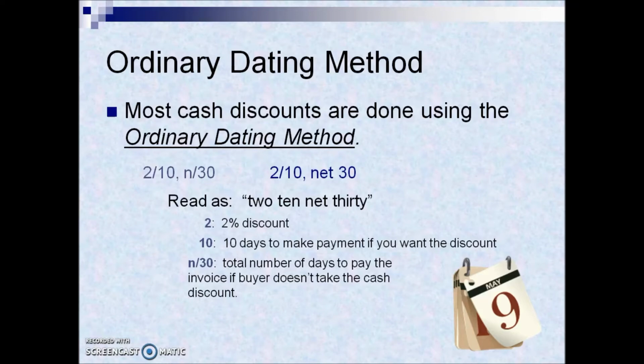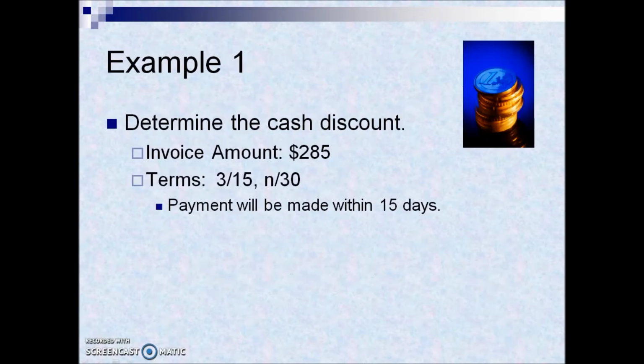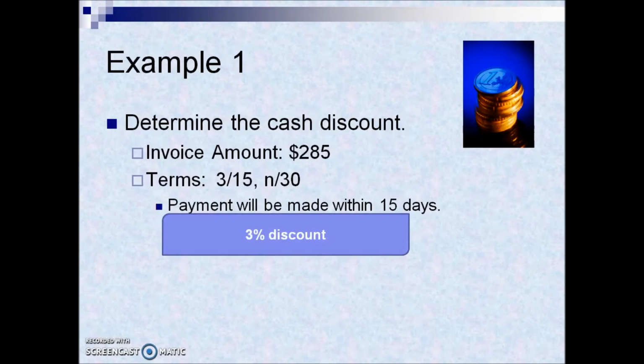If no payment is made by the end of 30 days from the invoice date, then a penalty may be applied. And let's look at an example. We have an invoice amount of $285, terms of 3/15 n/30, and they're telling us that the payment will be made within 15 days. Since they're making it within the 15 days, they are eligible for the 3% discount indicated in the terms.